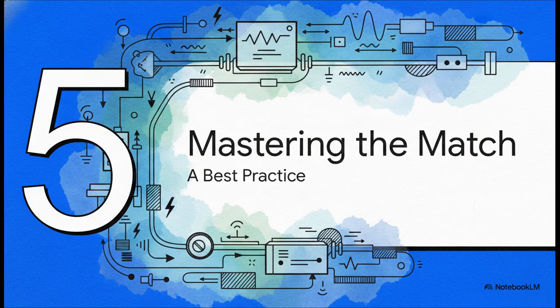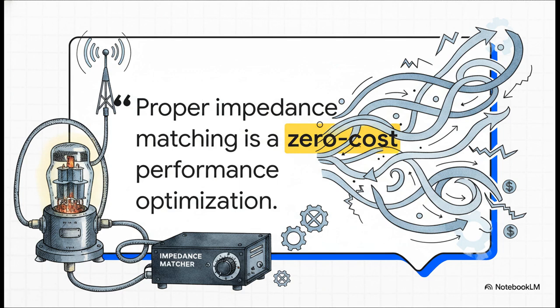And all of this brings us to our final and, I think, most important point about why mastering this stuff really, really matters in the real world. I want you to really think about this quote, which we've adapted from the RFI Detectives report. Proper impedance matching is a zero-cost performance optimization. Let that sink in. Instead of going out and buying a bigger, more expensive amplifier, you can often get way better performance just by optimizing the system you already have. It's about getting the most out of your gear.